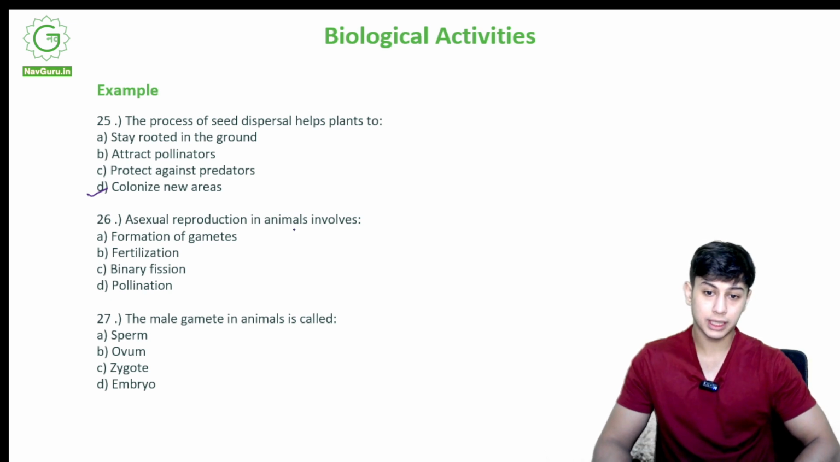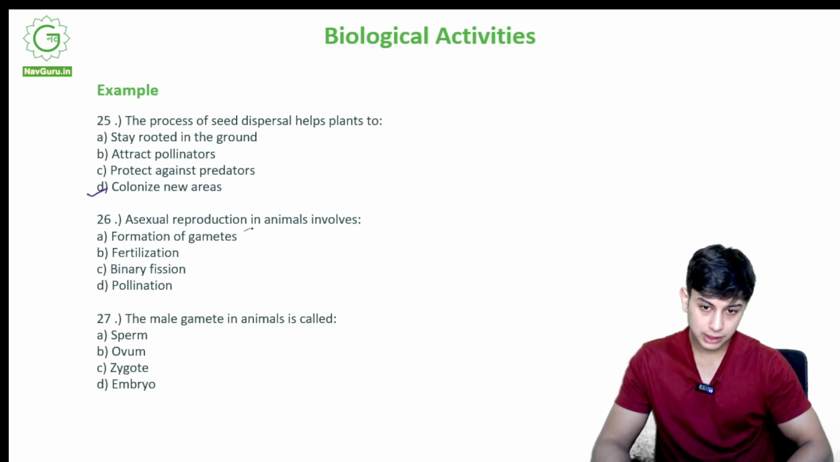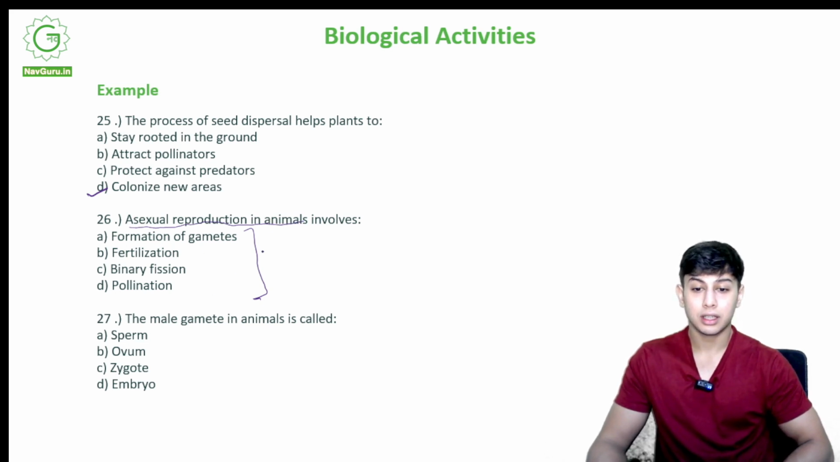Asexual reproduction in animals involves what? Formation of gametes, fertilization, binary fission, pollination. So which out of these is an example of asexual reproduction in animals, right? Formation of gametes. Gametes means male and female cells. Alright, so that is not in asexual reproduction. Fertilization, binary fission, pollination. Correct option is option C, binary fission.